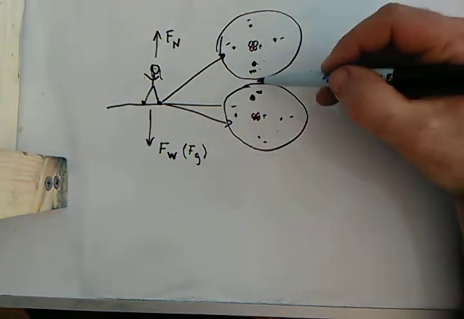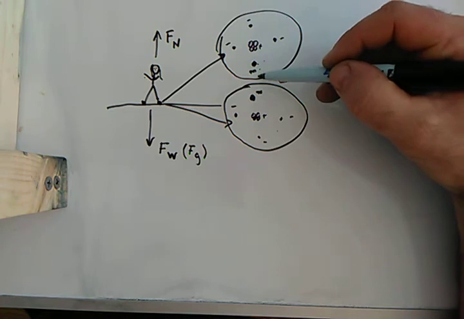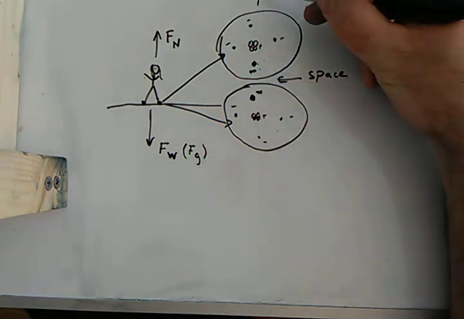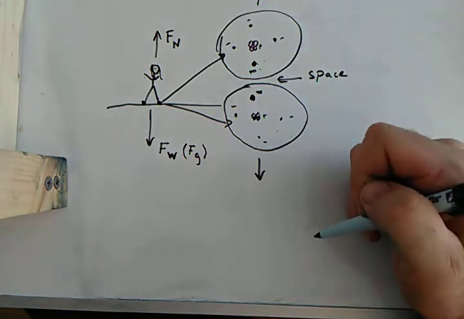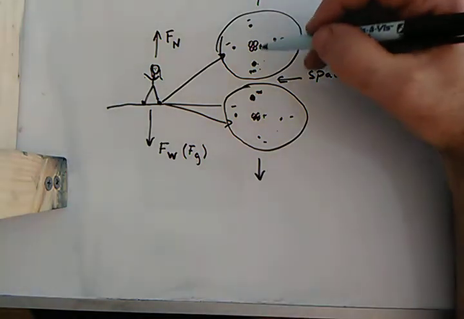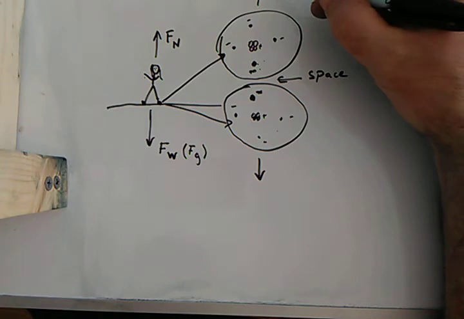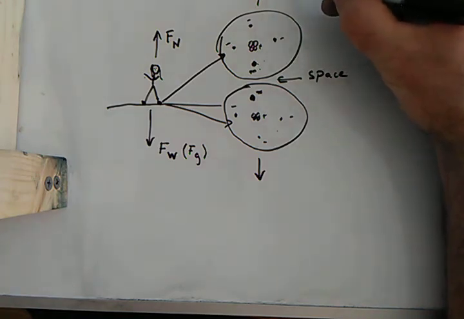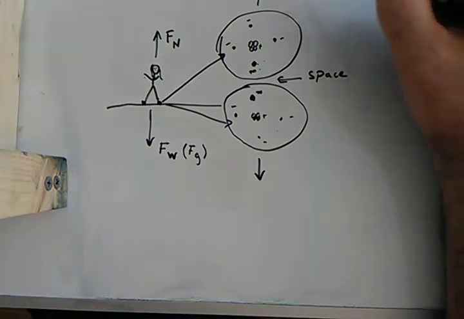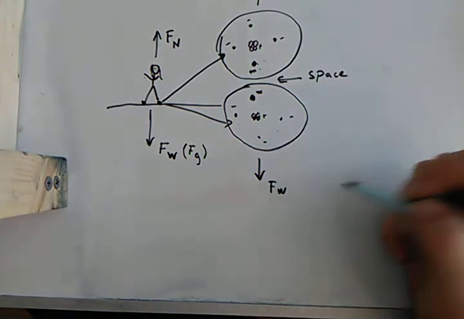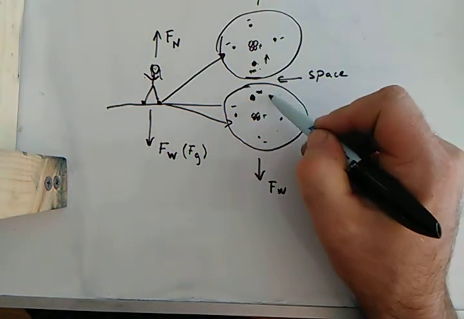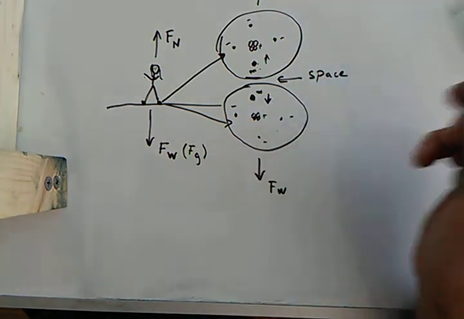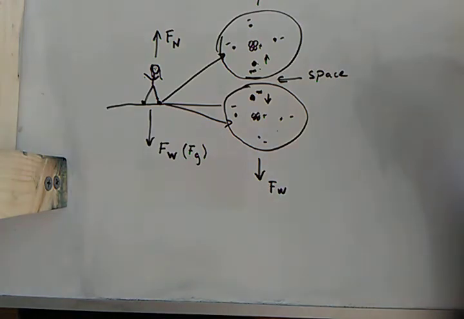Now, the deal is that because they repel each other, this atom wants to go this way. This atom wants to go this way. And look at what we have. We've got a repelling force called the normal force, and we've also got our force of weight. These never touch each other. They're pushing up against each other. So that's where the normal force comes in.